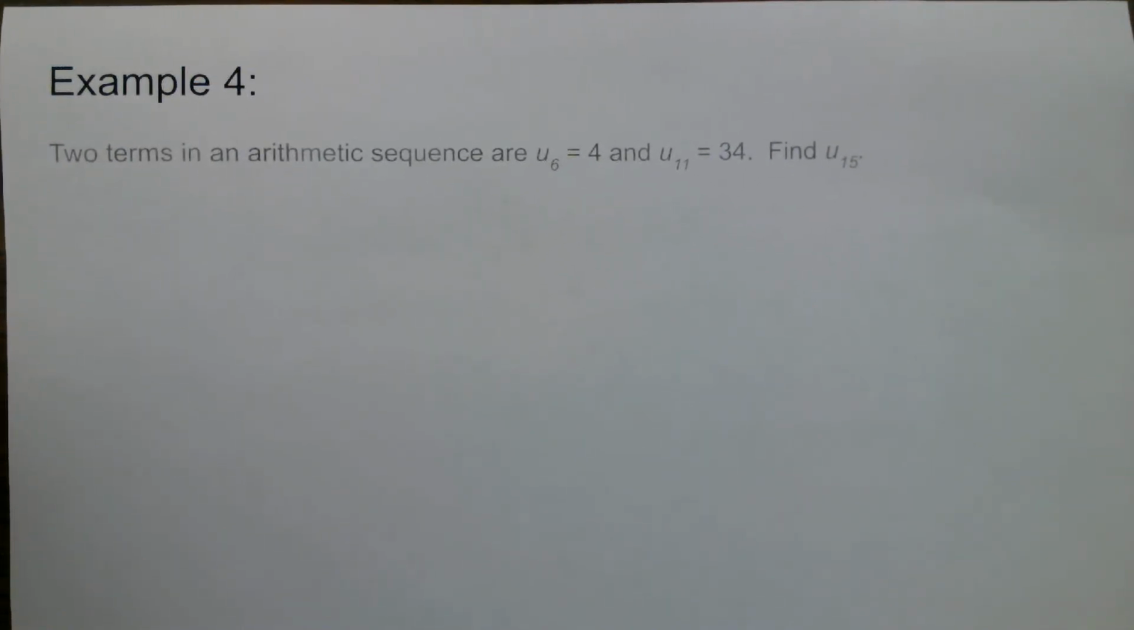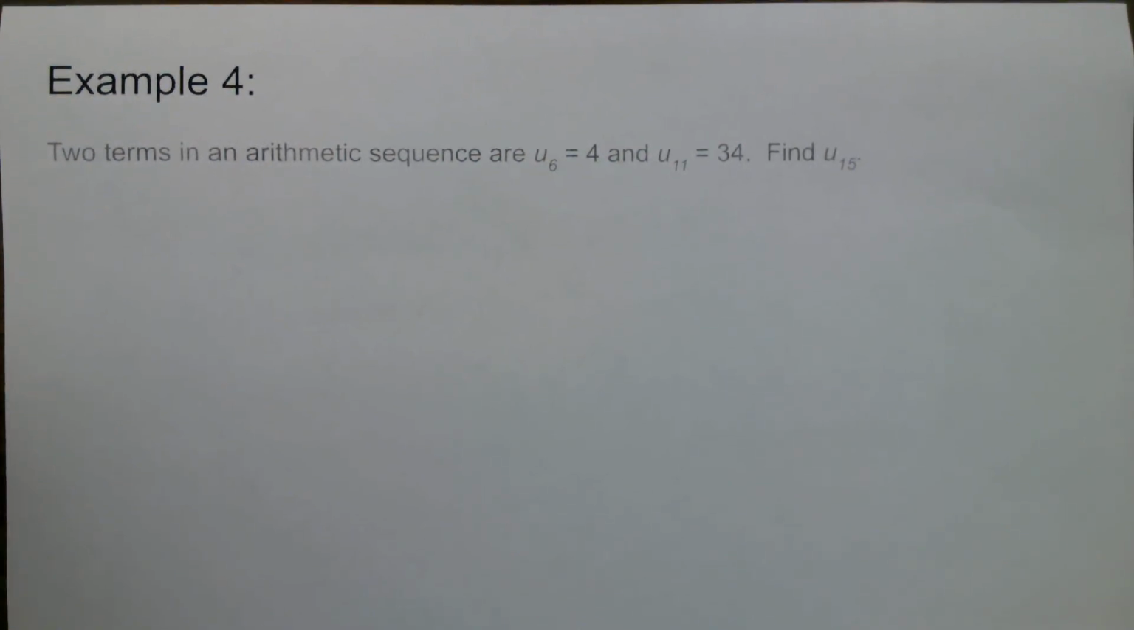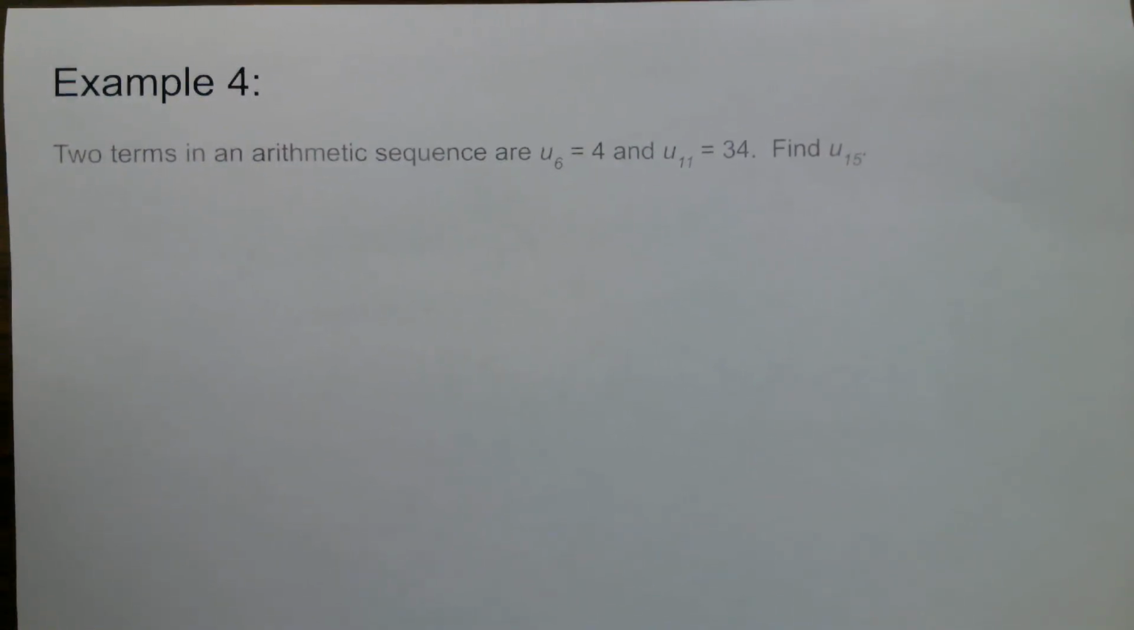Okay, so I had a few students who came to me and said, we're having problems with this example. Can you give us a general way to always find the answer without having to guess and check this type? And I said, yes. So this is for the students that came knocking on my door. Example number 4. All right, 2 terms in an arithmetic sequence are u sub 6 equals 4 and u sub 11 equals 34. We need to find u sub 15.